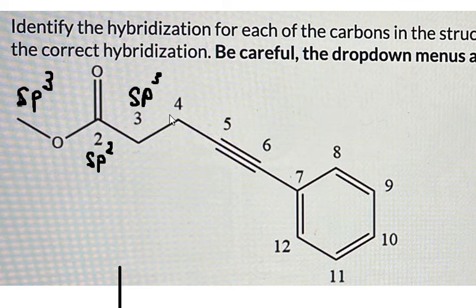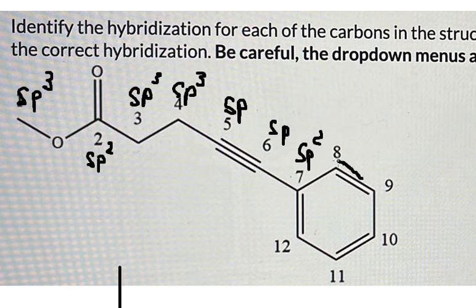Similar for number 4. Number 5, we see that next to number 5 there is a triple bond, so that is sp. Similar for number 6. Number 7, next to number 7 we have a double bond, so we have sp2. Number 8, next to a double bond, so that's sp2, and so on.